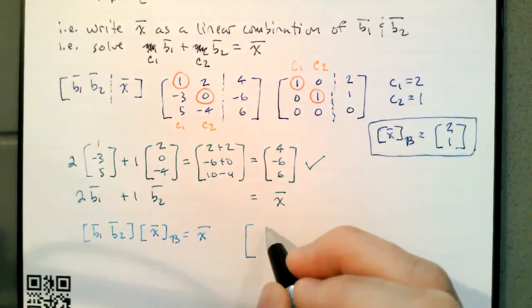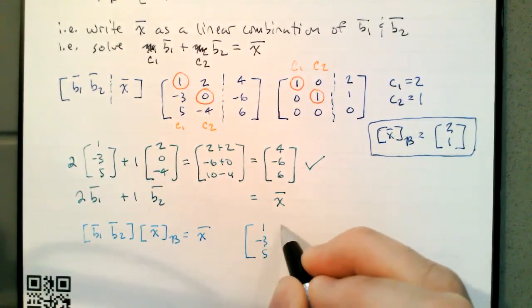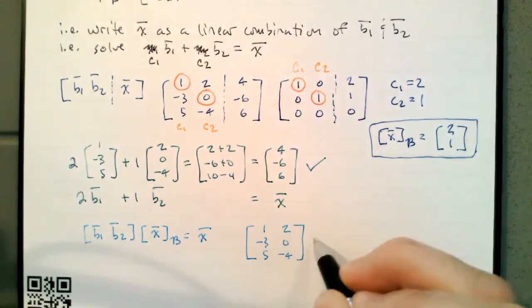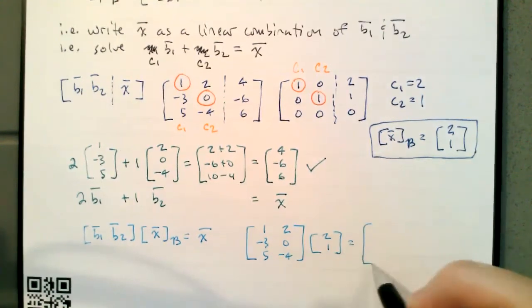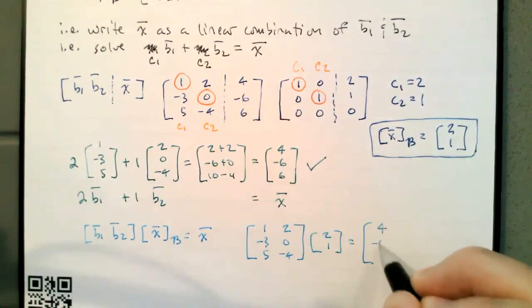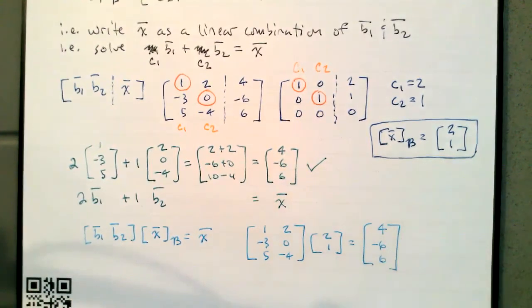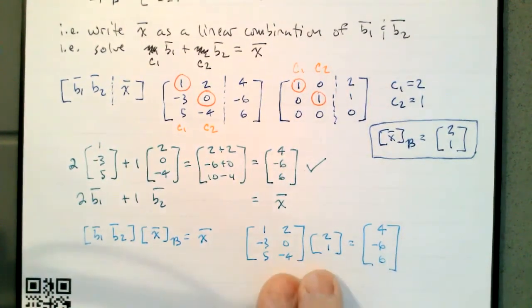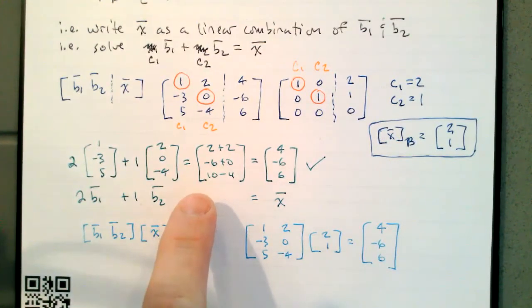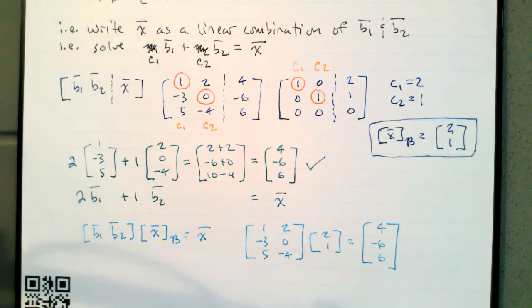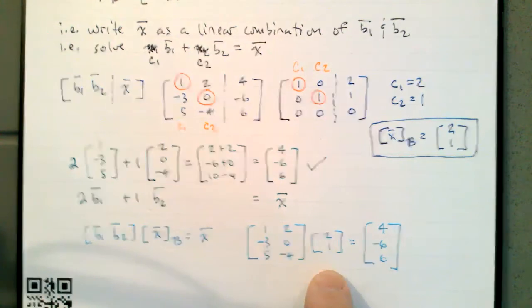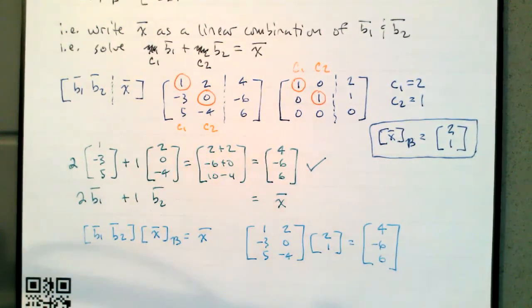So if I take 1, -3, 5, 2, 0, -4, and multiply that by the b coordinates of x, which are 2, 1, we get 4, -6, 6. We don't really have to check this multiplication because it's the multiplication that we did up here. It's just a matrix form of this linear combination. Standard coordinates of the b vectors multiplied by b coordinates of x gives us standard coordinates of x.